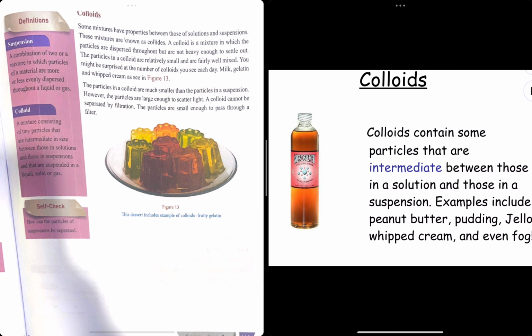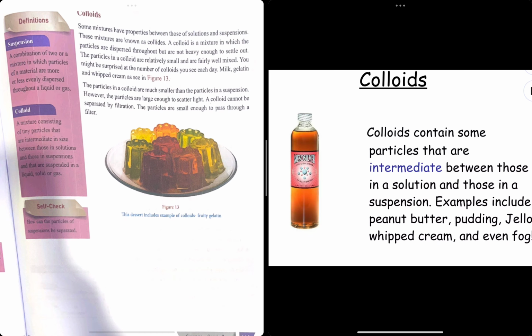So, as a reminder, colloid particles are smaller than suspensions, but larger than solutions. This is the difference. For example, the jelly is not the same as the example I showed you in the previous lesson, the sugar that we put in water and it dissolves. It's not like this. This is bigger, but compared to suspensions, these are smaller.